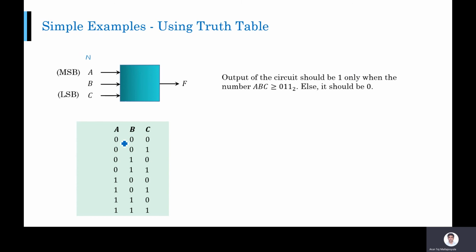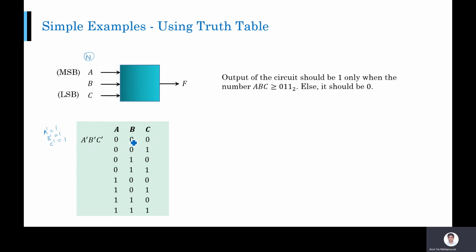A, B, C are your 3 inputs for your 3-bit number. So you will have these 8 possible combinations: 0 0 0, 0 0 1, and so on. Okay, so if A is 0, B is 0, C is 0, then A dash, B dash, C dash will be 1, right? A dash will be 1, B dash will be 1, C dash will be 1, right? So I can use A dash, B dash, C dash to take up this particular combination of A, B, C.